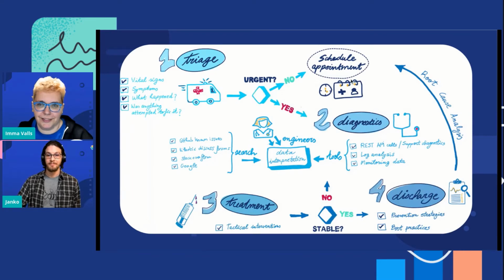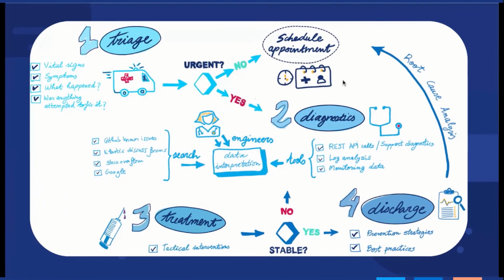Thanks, Janko. And this is how we see it in 4 steps. We'll zoom into the first step, triaging. In triage, we focus on identifying how life-threatening a situation is. Is the cluster completely down or unresponsive? Are we dealing with degraded performance affecting the customer's business? Those cases will be treated as urgent and will be worked together with the customer 24/7 until stabilized.